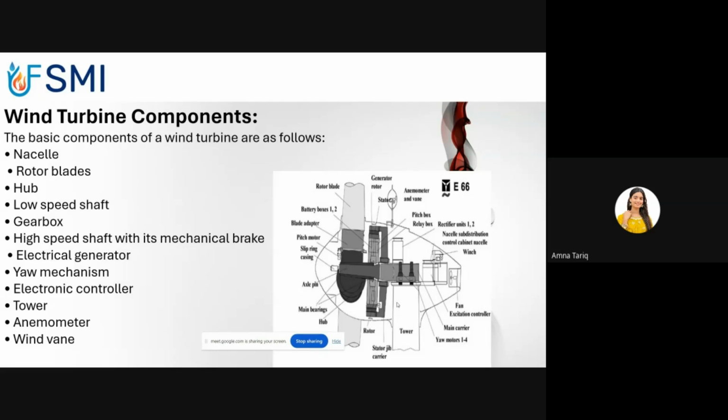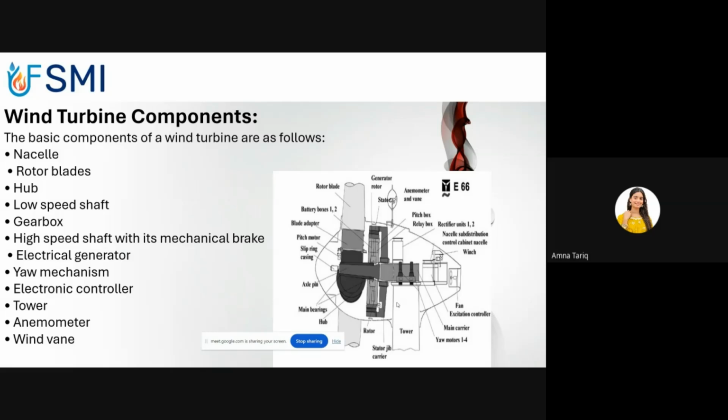Next, what is the high-speed shaft and how does it work? It drives the generator and employs a disc brake, which can be applied mechanically, electrically, or hydraulically to stop the rotor in emergencies. So the high-speed shaft is used to stop the rotor in an emergency case. Next is the electrical generator. The electrical generator converts the mechanical energy of the rotating shaft into electrical energy.